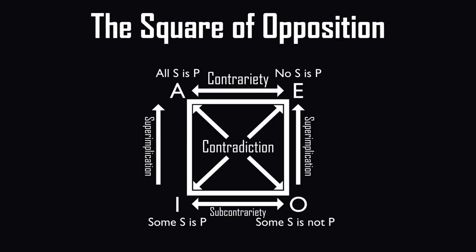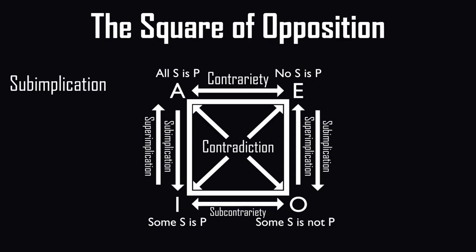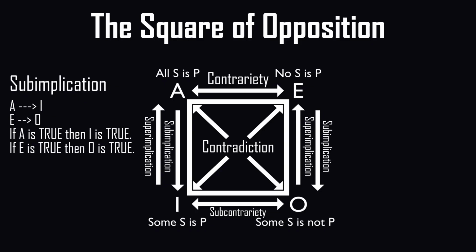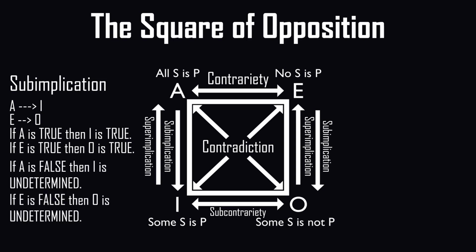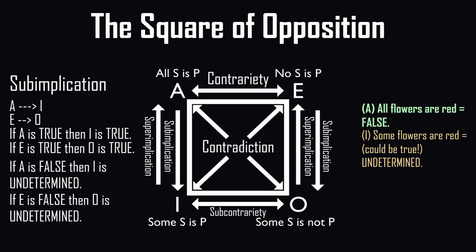Now for the last one, subimplication. Like superimplication, these involve all four propositions, but it is reversed, going from A to I and from E to O. There are two rules. If A is true, I is also true. And if E is true, O is true as well. The second rule is that the falseness of the universal propositions A and E doesn't mean that their corresponding propositions are false, such as all flowers are red. If that is false, you can still have some flowers are red is true.